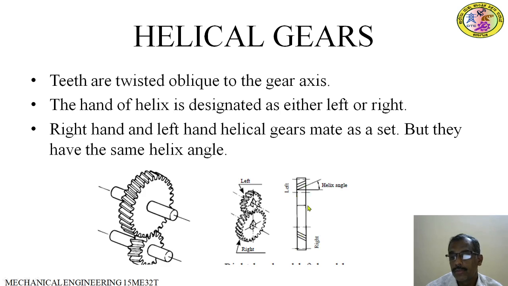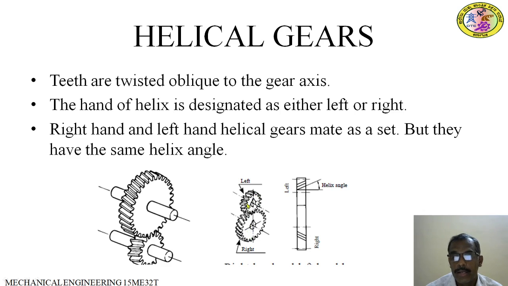So this is a driver and this is a driven. This is a left hand helical gear and a right hand helical gear. The right hand and left hand helical gears mate as a set. Right hand and left hand both will make a set only. So I can't transmit the power from a left hand helical gear to another left hand helical gear. I should have the other one.